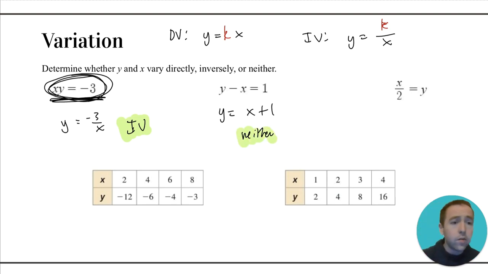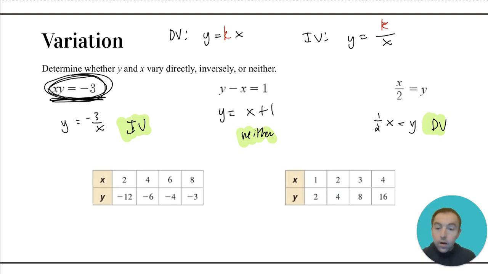And then in the third equation, you have that y is equal to x over 2. If you rewrite that a little bit, it's equivalent to y equals 1/2 times x. That's a number multiplied with x; x is not on the bottom of the fraction. So this is an example of direct variation, because it is y equals k times x.